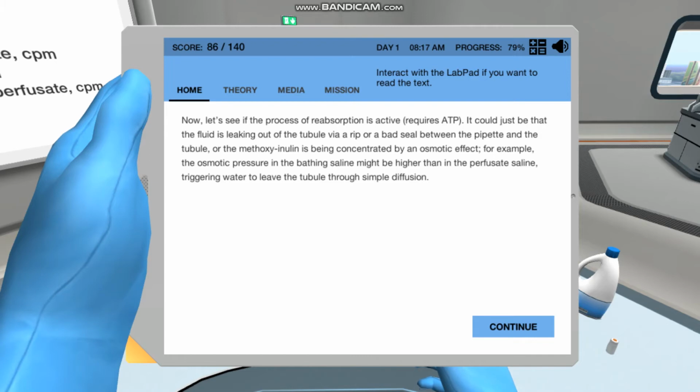It could just be that the fluid is leaking out of the tubule via a rip or a bad seal between the pipette and the tubule, or the methoxyinulin is being concentrated by an osmotic effect. For example, the osmotic pressure in the bathing saline might be higher than in the perfluorescate saline, triggering water to leave the tubule through simple diffusion.